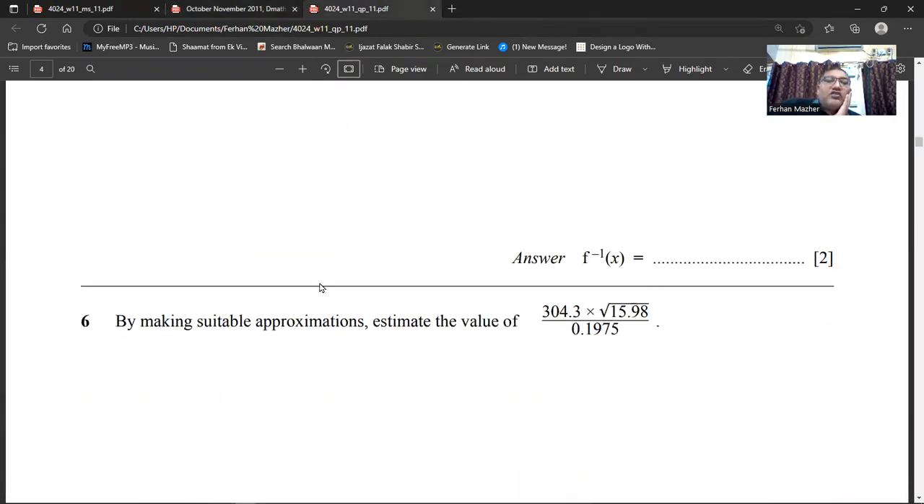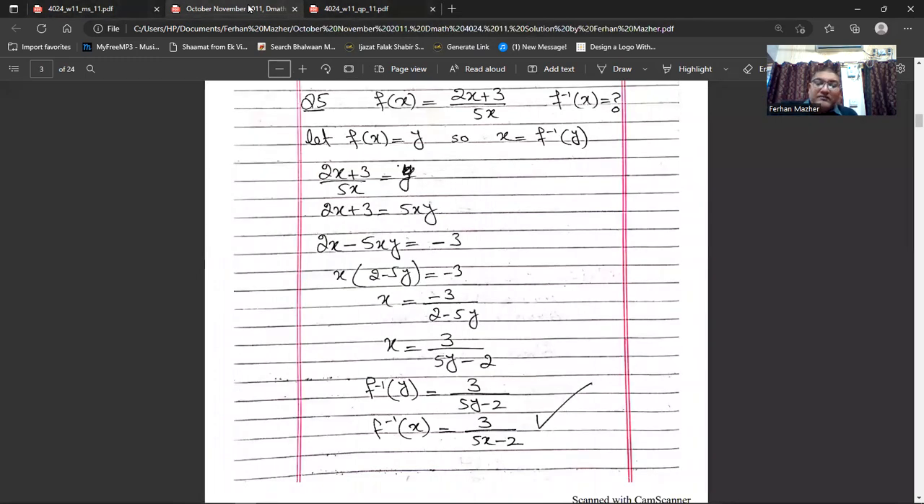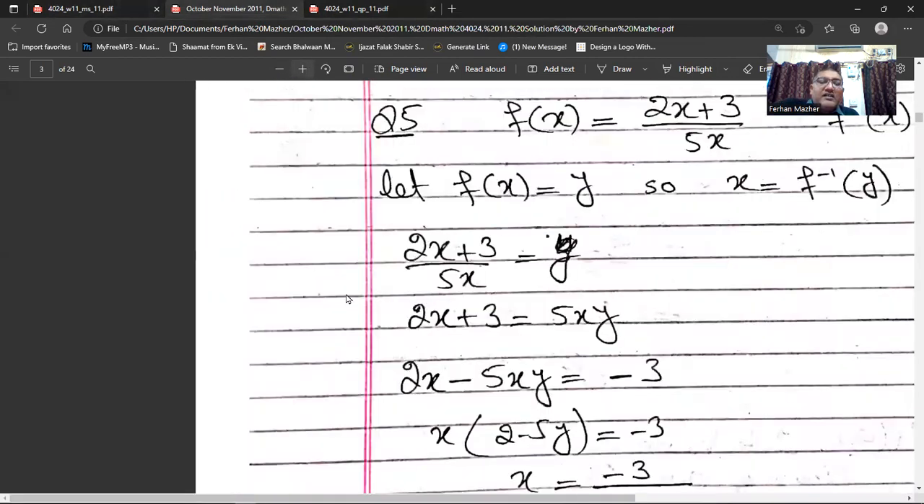Okay. So the next question is of 2 marks. That is question number 6. And it says, by making suitable approximations, estimate the value of 304.3 times the square root of 15.98, divided by 0.1975. We can write 304.3 as 300. Multiply by the square root of 16 for the 15.98. And down in the denominator, we have 0.1975, so I can write it as 0.2. And then the calculation will become relatively easy.